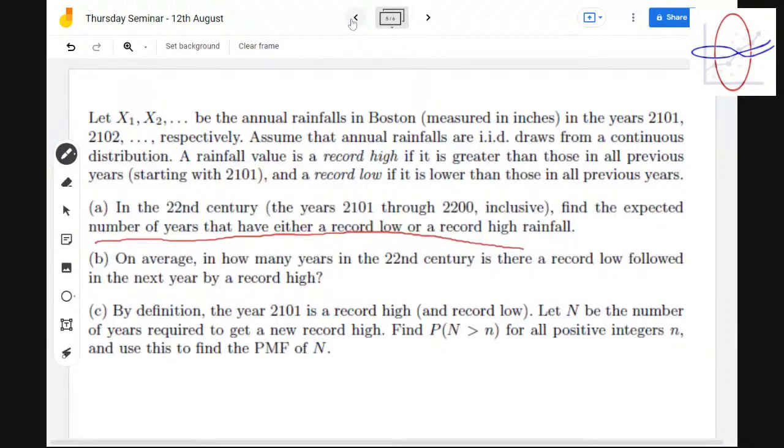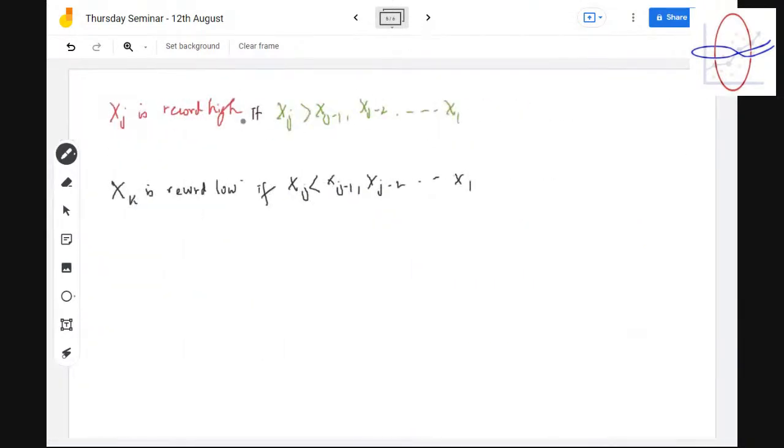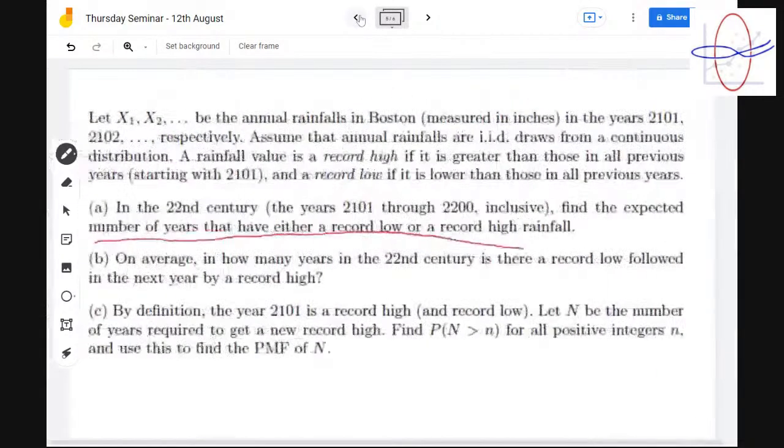So now we are considering till how many years? 100 years. So till x100 is there, we are considering. So what we are asking is the number of years, either it is a record low or a record high. So understand it very carefully. When the general random variable is given, and when you ask about the number of something, we are out of the counting.